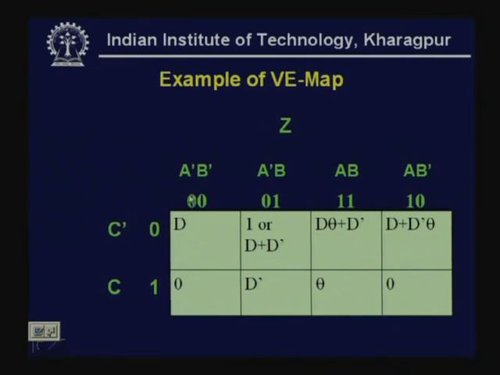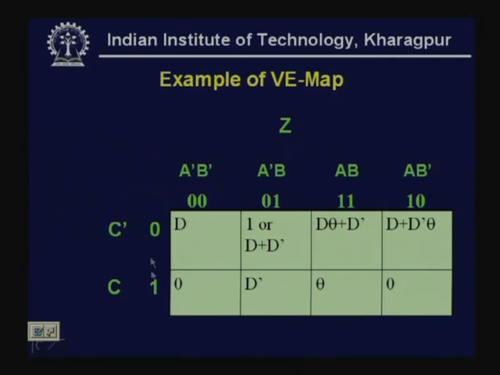See, for A dash B dash C dash we have already seen, this is D. For the next, A dash B C dash, it is D or D plus D dash. Similarly, for A B C dash, that last case, it depends on D theta plus D dash, where theta is the don't care. Similarly, here A B dash C dash, it is D plus D dash theta.